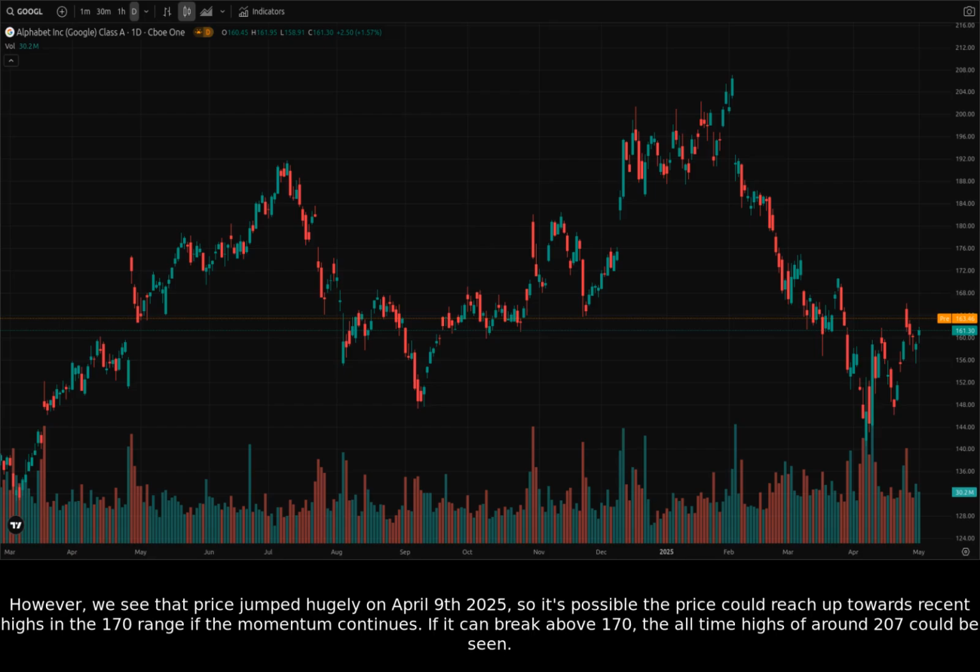However, we see that price jumped hugely on April 9, 2025, so it's possible the price could reach up towards recent highs in the 170 range if the momentum continues. If it can break above 170, the all-time highs of around 207 could be seen.